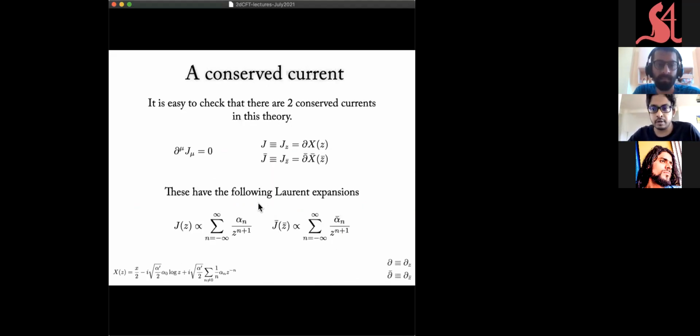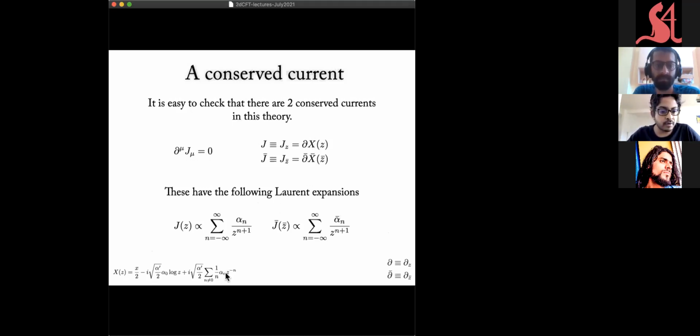Okay, so we've looked at the 2-point function of the scalar operator itself in the 2D massless boson. It's also easy to check that this theory has a conserved current, that this J mu is conserved. The conserved currents are given by derivatives of the scalar field itself, derivatives with respect to Z and with respect to Z bar. And there are 2 conserved currents of this kind.